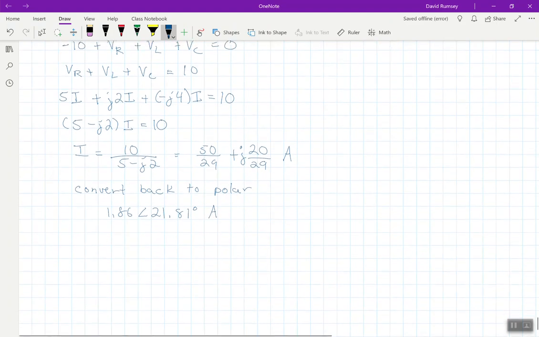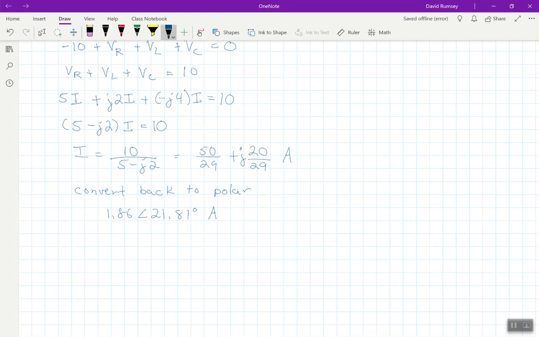And now we want to write this as my current here. So the current would be 1.86 cosine. Now the frequency is still the same, 100t, plus 21.81 degrees as my phase shift.